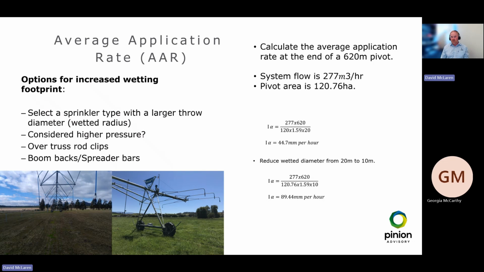I'm now just going to look at calculating the average application rate at the end of a 620 meter pivot. The system flow rate is 277 cubes an hour. The pivot area is 120.76 hectares. What I want to show you here is the difference between a sprinkler with a 20 meter diameter versus a 10 meter, and what it does to the average application rate. In the first equation, we have the system flow rate, 277, by the length, 620, divided by 120.76 by 20. So we end up with an average application rate of 44.7 mm per hour. Then we reduce that from a 20 meter throw to a 10 meter, and we end up with nearly 90 mm per hour. So there's a significant difference between those two just on the sprinkler type and throw radius.